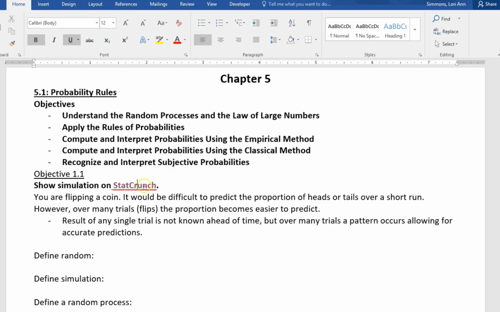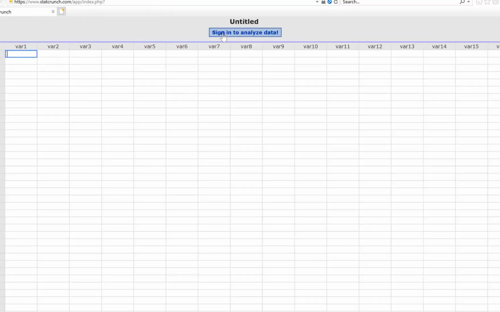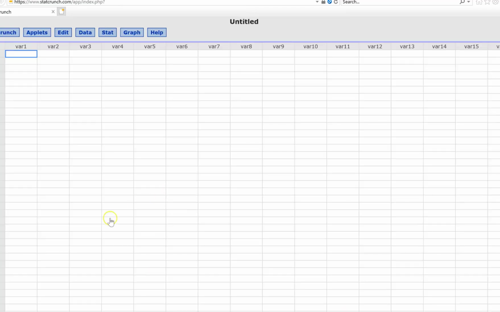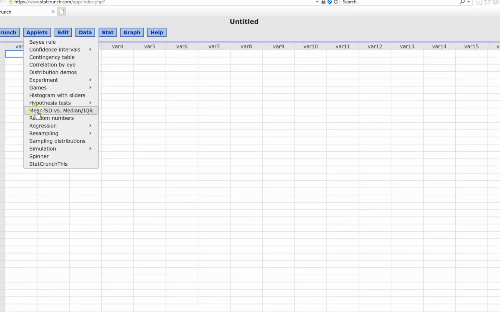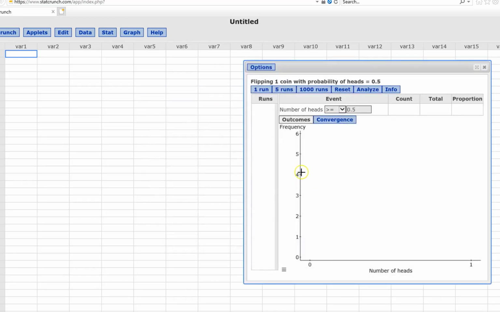If you hold down the control button and click on this, it should pop up. And then you can just sign in and use your MyLab login. You can also just follow along. Go to Applets, Simulation, and Flipping a Coin. So the probability of getting a heads is 0.5, 50% chance.